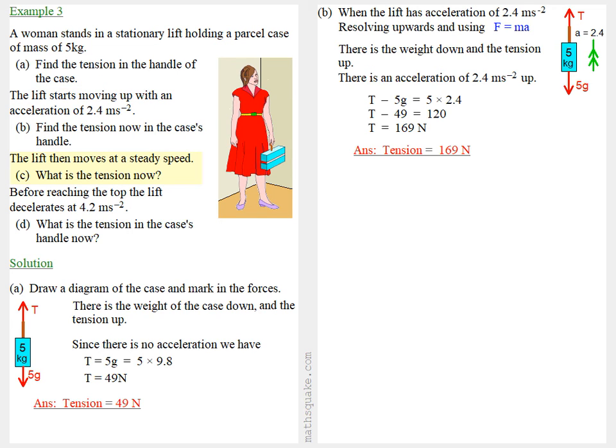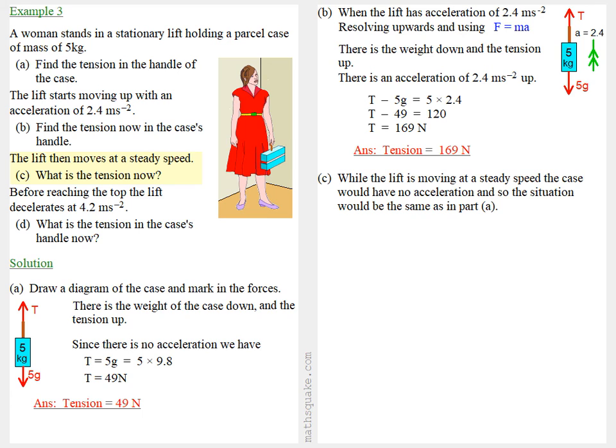The lift then moves at a steady speed. In part C, we're asked, what is the tension now? Well, while the lift is moving at a steady speed, the case would have no acceleration, and so the situation would be the same as in part A. So the tension would be 49 newtons.